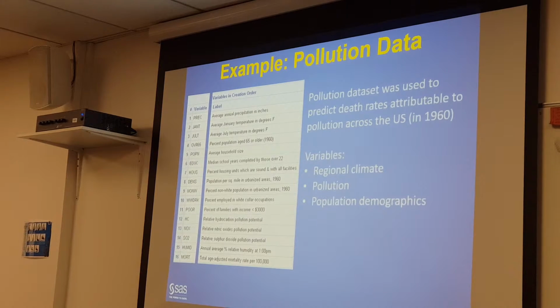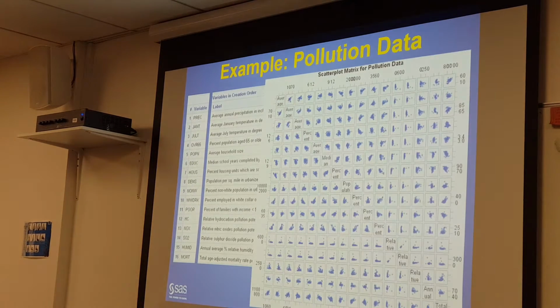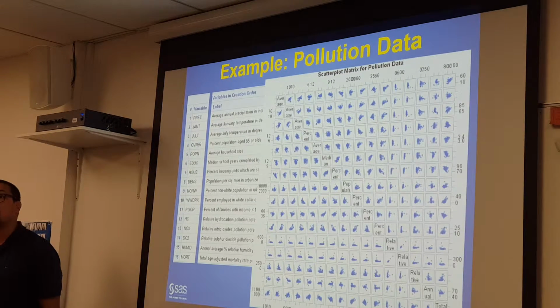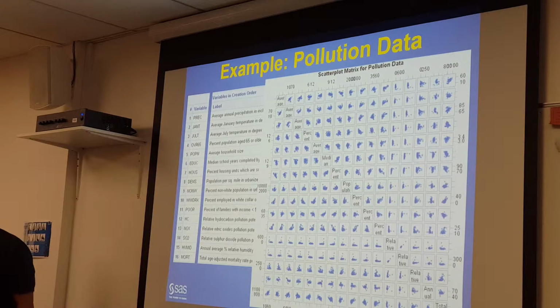Pollution data set, right? It was attributing pollution across the US. We had regional climate pollution and demographics. This is your scatter plot matrix. So this is also known as your draftsman's plot, remember? And it's very complex, isn't it, with 15 variables. It's difficult to describe what's going on.